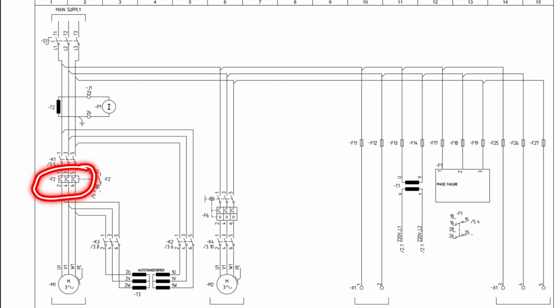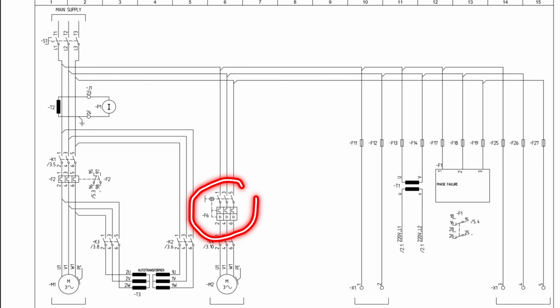We have the F2 over current relay. This is our main motor. Now we have K3 and K2. These are another two contactors, and this is the auto transformer. Now we have the three phase supply going to another motor. This is the oil cooler. Adjacent to the steering gear motor, we also have another motor which cools down the hydraulic oil used for the steering system.